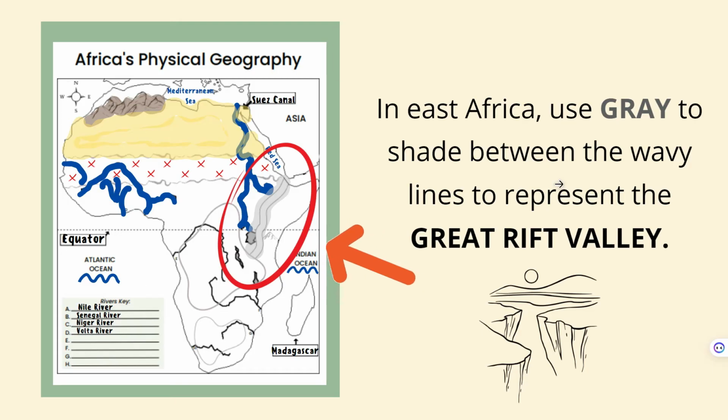The Great Rift Valley is the name given to a large continuous trench found in East Africa. This area is bordered by lots of mountains and active volcanoes.